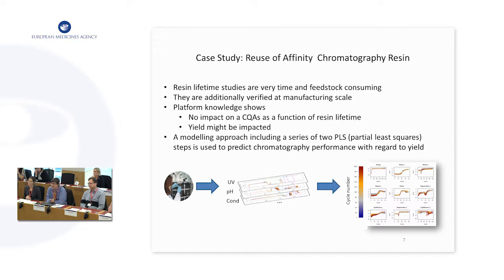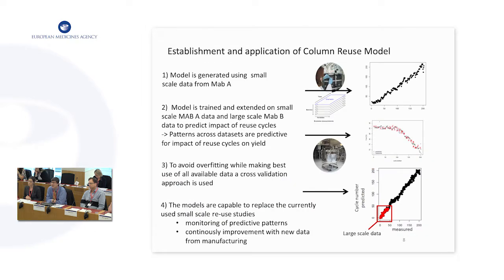And you can see also here, maybe it's too small, that there is already information. The blue ones are the early cycles and the red ones are the late cycles, that there is information in there that we can model. So basically what we are aiming here is, in this case, the model was generated using small-scale data from MAP-A.